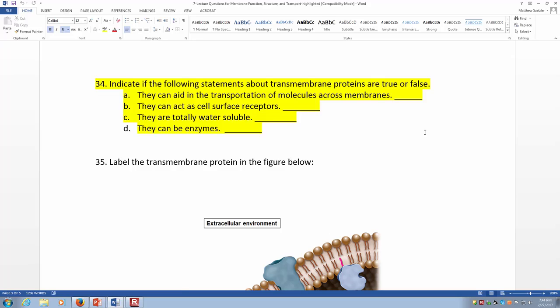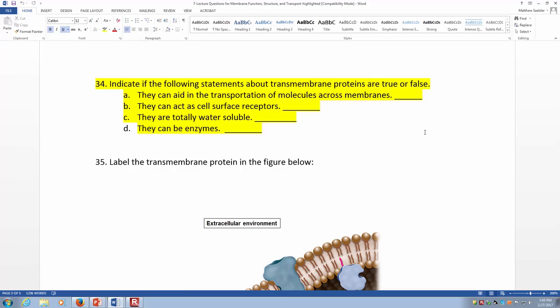No. What part of them do you think is not water soluble? The part in contact with the extracellular environment? Nope. Exact opposite of that. The exact opposite? Yeah. So what did I ask? Did I ask what parts are water soluble? Yeah. Oh, then you're right. Sorry, I messed that up.